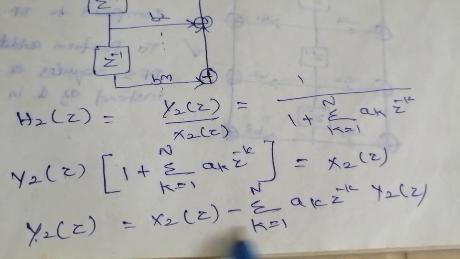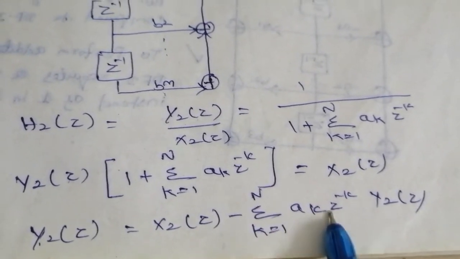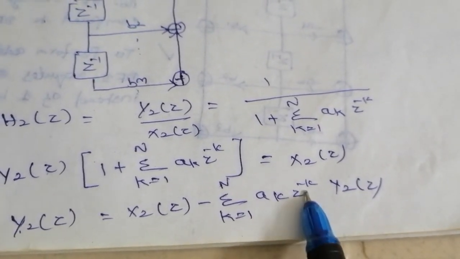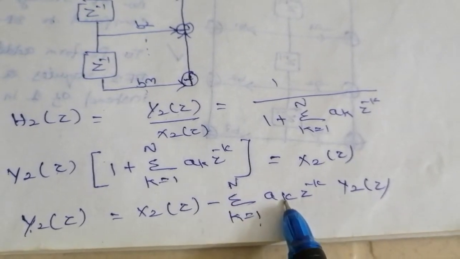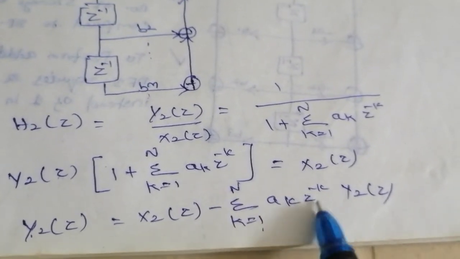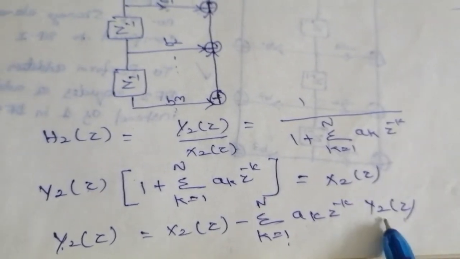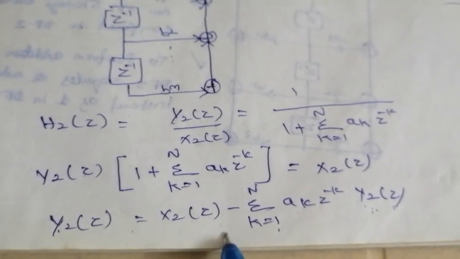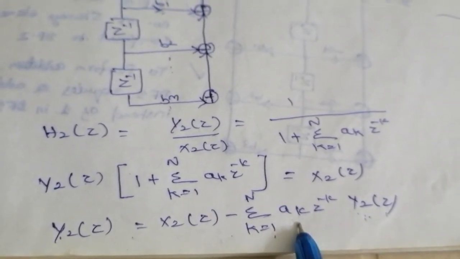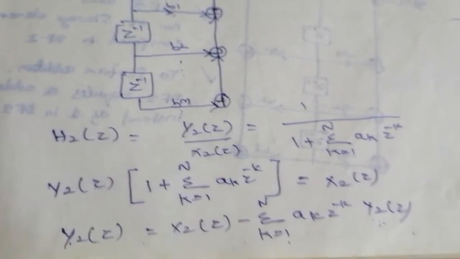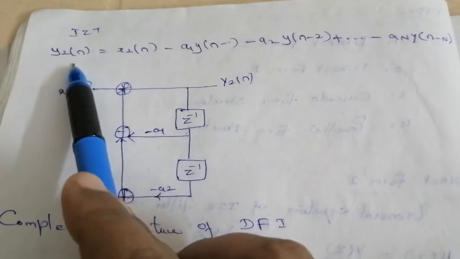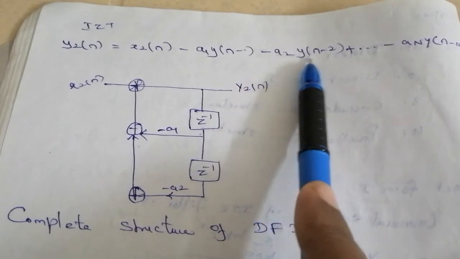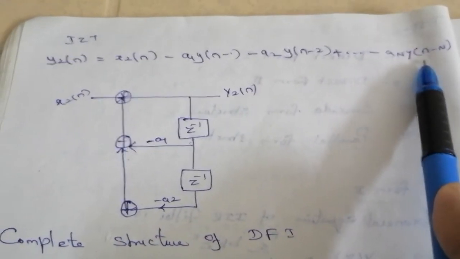So the next step is to expand this summation term. So substitute k equal to 1. So a1 z power minus 1 into Y2(z), then minus a2 z power minus 2 Y2(z), minus and so on up to an z power minus n into Y2(z). Then the next step is to find the inverse z transform. So inverse z transform means y2(n) equal to x2(n) minus a1 y2(n-1), right? So applying the inverse z transform, y2(n) equal to x2(n) minus a1 y(n-1) minus a2 y(n-2) up to minus an y(n-n).